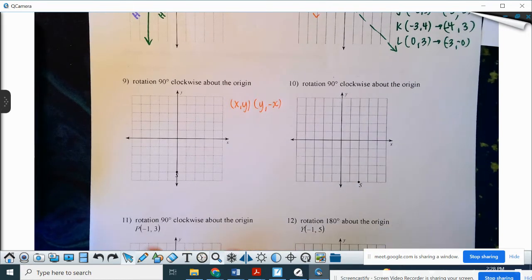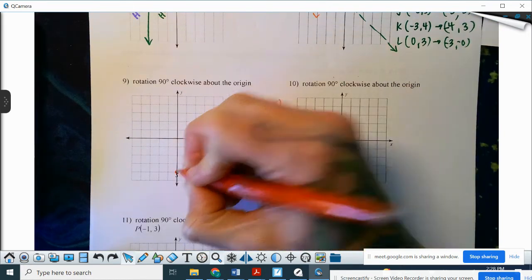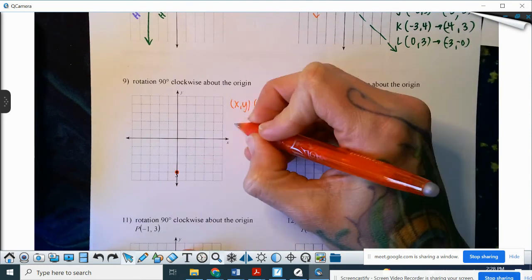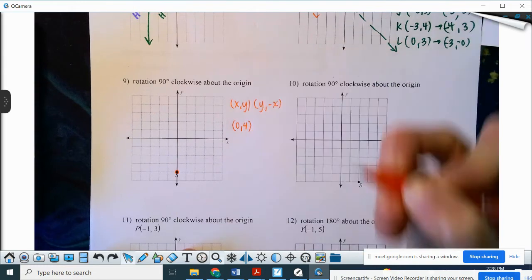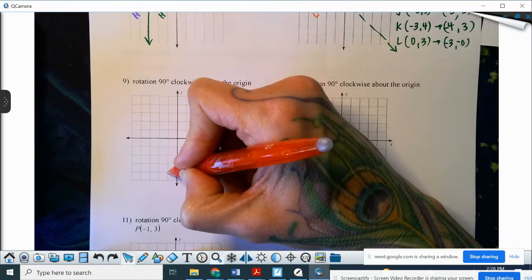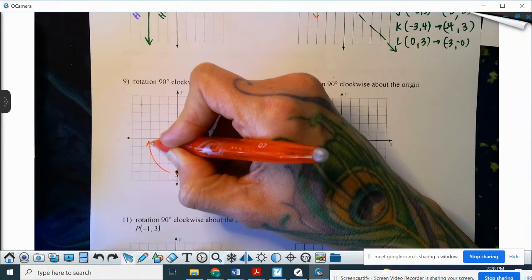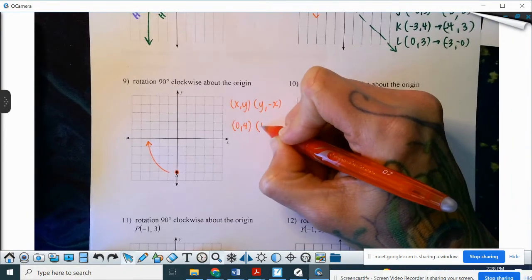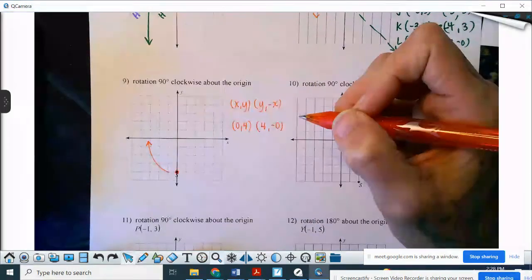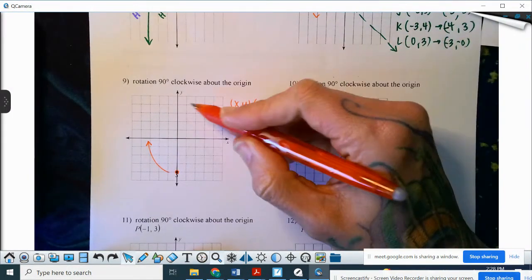So in this case, I just have S down here to start with, and that S is 1, 2, 3, 4, so it's 0, 4. So to move it 90 clockwise from where it is, that means I'm moving this way 90 degrees. If I switch them, it's going to be 4, negative 0. Whoops, clockwise. That's not right. Clock moves this way, right?